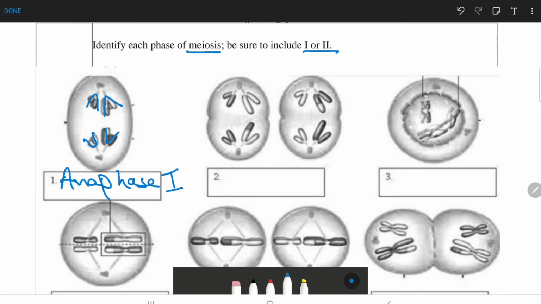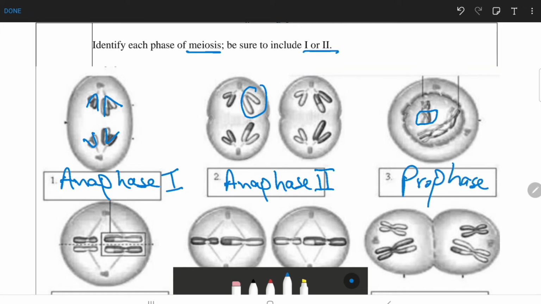Then you have 2 cells, and you don't have a full chromosome, you have just half of the chromosome. So that's why this will again be anaphase, but this time it is anaphase 2. Then you can see that the chromosomes are exchanging their segments. So this is prophase 1. It's easy to identify because the crossing over takes place in this one.